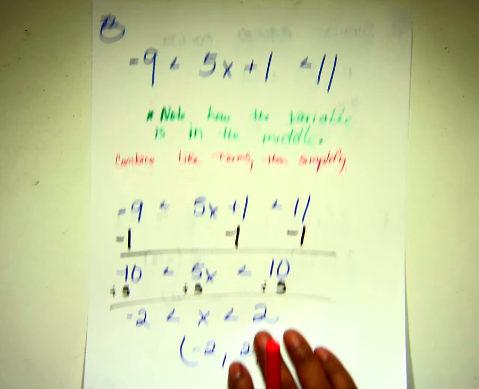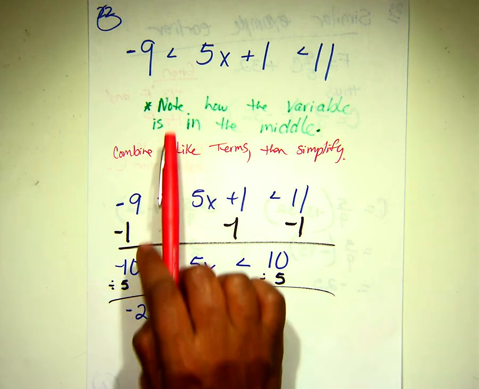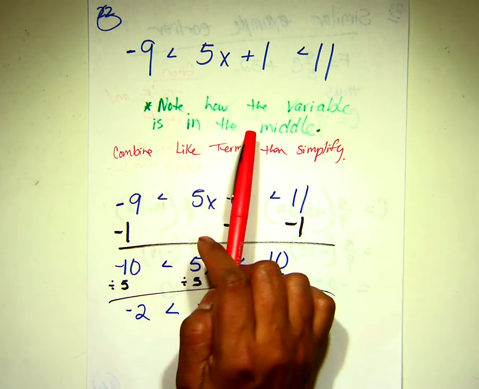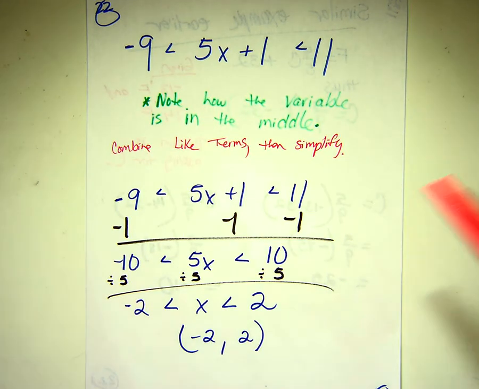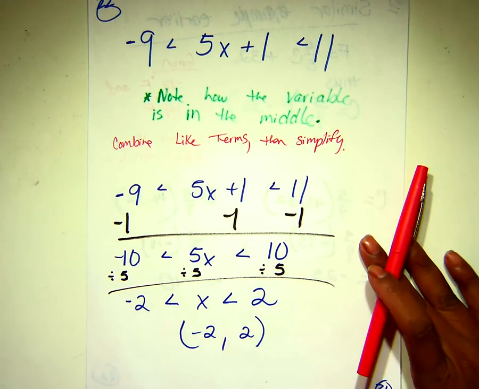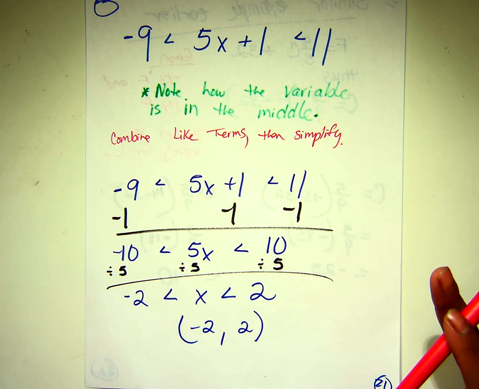But wait, we're not done yet. Haha. We have yet another compound inequality. But this time around, notice how your variable is in the middle. So your x is in the middle. So check it out. We have to combine our like terms by simplifying it. If we do it on one side, we definitely have to do it on the other.